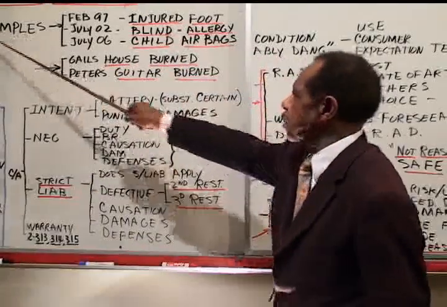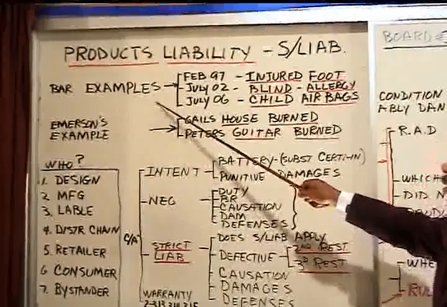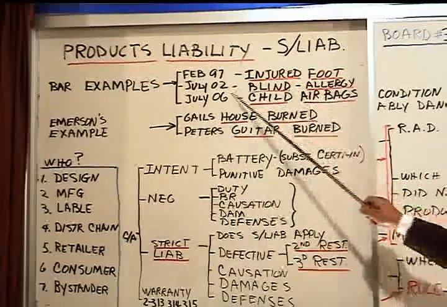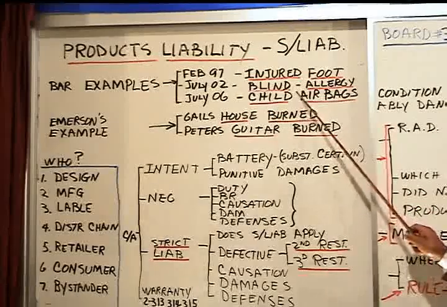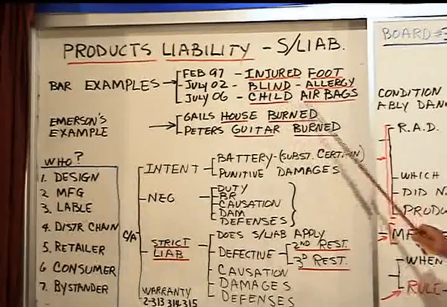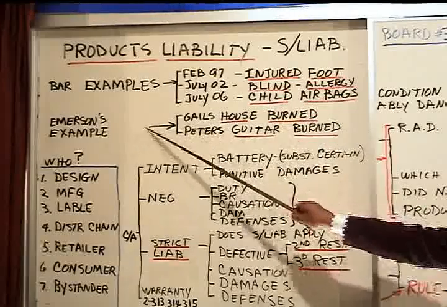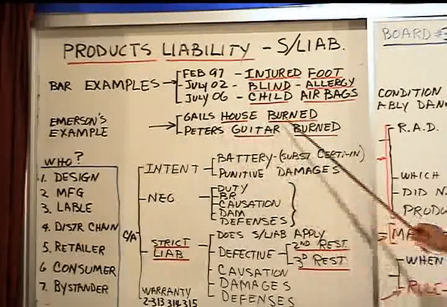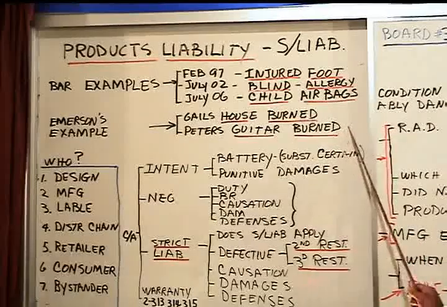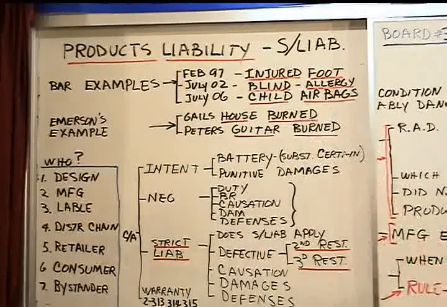Here are the questions, the bar examples that I asked you to read. The bar examples from February 97. This is the injured foot. July 02 is the blind person going blind because of the allergy medicine she was taking. July 06, the airbags injured someone. And this is my example here where Gail's house burned down and Peter's guitar is burned. And also Peter's car is destroyed, by the way. And so these are the injuries and these people want to recover.